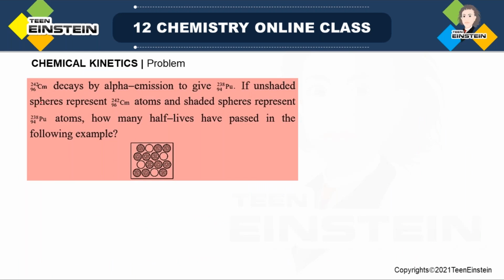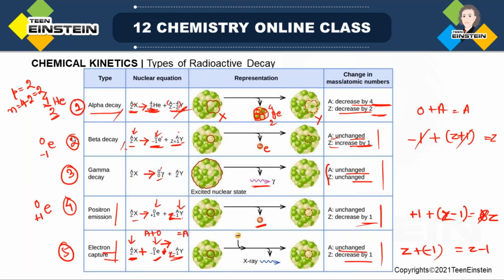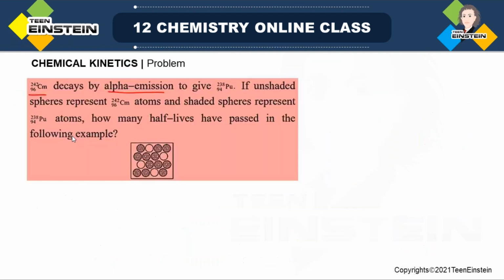Here we have a problem, Cm-242. This has a very high atomic number, so there will be decay by alpha emission. That means an alpha particle will be removed. Remember, in the last slide, the first process mentioned in this numerical is alpha decay. Sometimes it may also be called alpha emission.